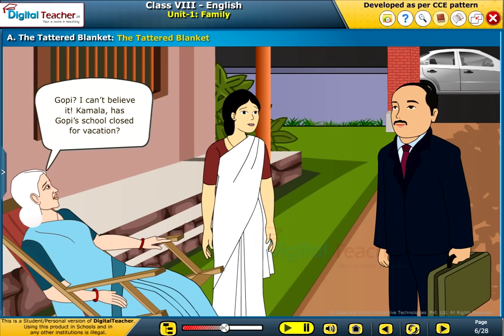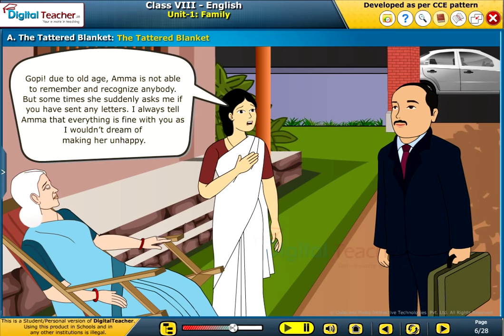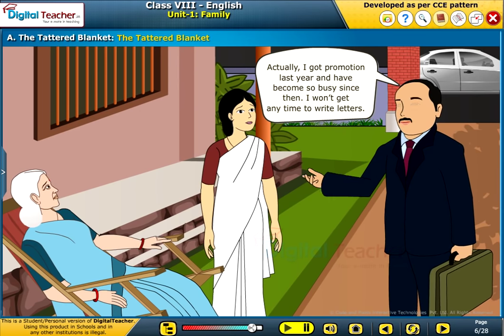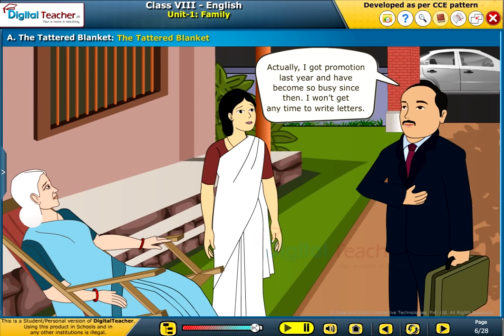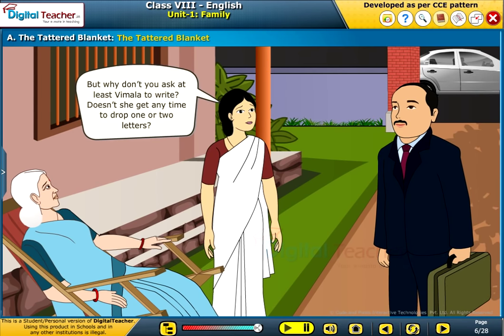Gopi, I can't believe it. Kamala, has Gopi's school closed for vacation? Gopi, due to old age, Amma is not able to remember and recognize anybody. But sometimes she suddenly asks me if you have sent any letters. I always tell Amma that everything is fine with you, as I wouldn't dream of making her unhappy. Actually, I got promotion last year and have become so busy since then. I won't get any time to write letters. But why don't you ask at least Vimla to write? Doesn't she get any time to drop one or two letters?